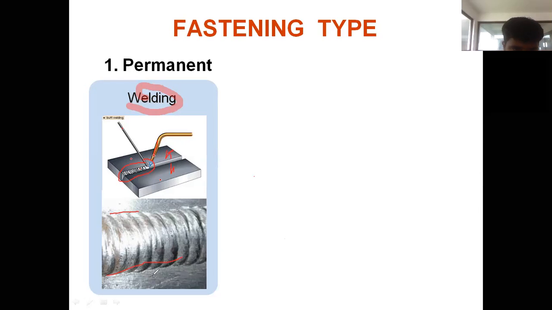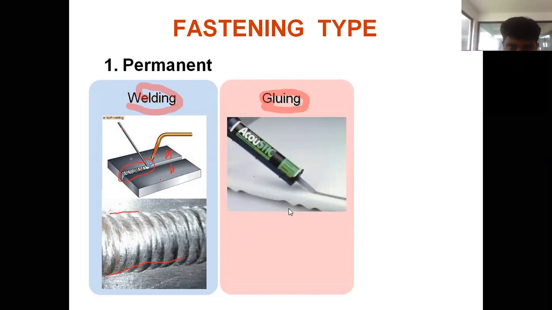Next we'll see gluing. For example, you use glues to join parts. You can see over here the glue has been used. Glues like Fevicol and Fevikwik are used wherever things need to be joined. So all these are glues.